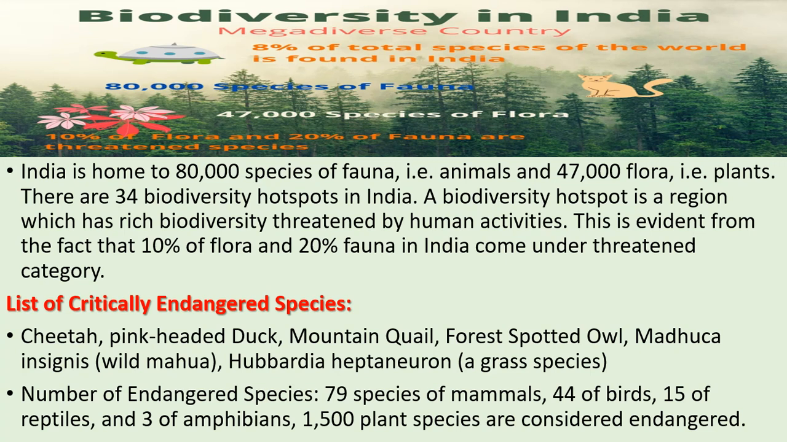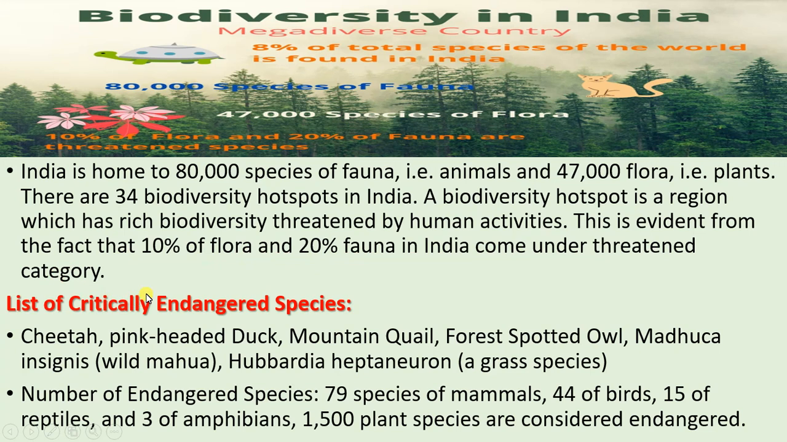India is home to 80,000 species of fauna, that is animals, and 47,000 species of flora, that is plants. There are 34 biodiversity hotspots in India. A biodiversity hotspot is a region which has rich biodiversity threatened by human activities. This is evident from the fact that 10% of flora and 20% of fauna in India come under the threatened category.